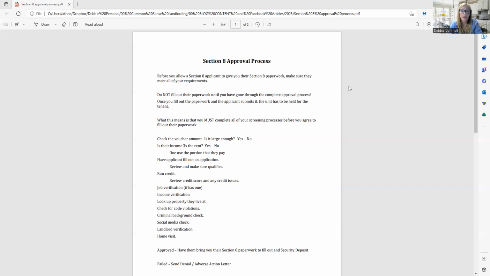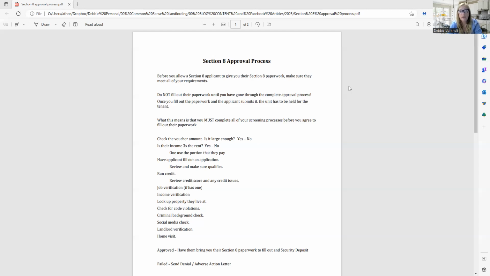So what this means is you need to do all of your due diligence before you let them hand you that paperwork. And that starts with check the voucher. Is it large enough? If yes, go to step two. If not, they need to go find a different property that costs less. In some of the other videos, I've talked about the voucher and how to look at the numbers, so I'm not going into that. This is just the process here.